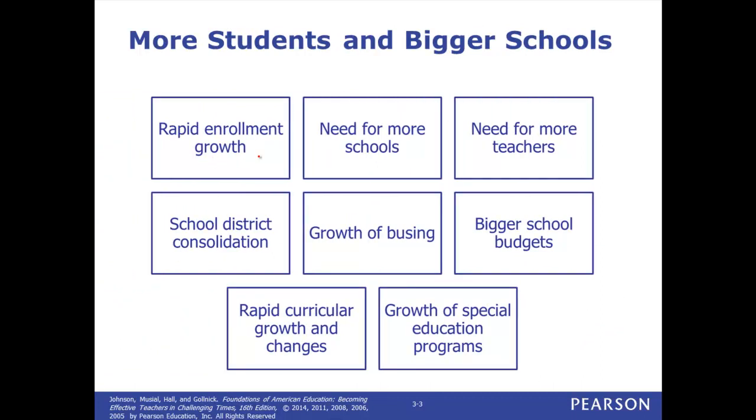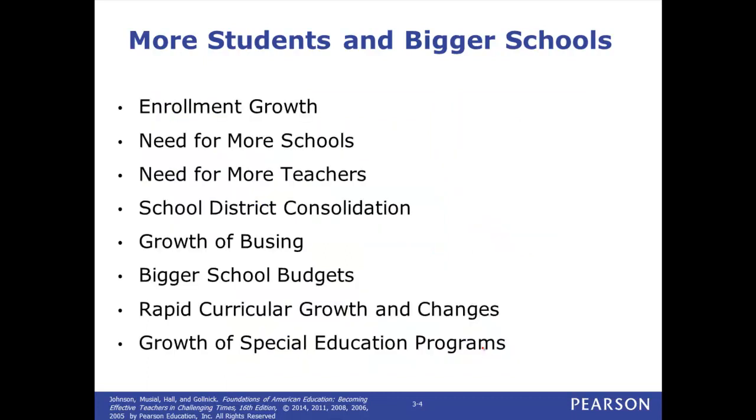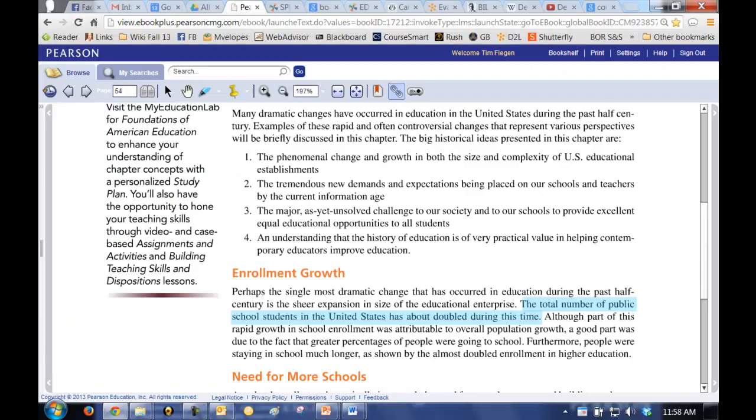So more students, rapid growth, more need for schools, need for teachers, school district consolidation, busing, bigger school budgets, curricular growth, education programs. And so I have those here, and this will be your number 1, each of these. You're going to do 1, 2, 3, 4, 5, 6, 7, 8 of them. And you're going to have a one-line tag for each of those from the textbook. And you bring that over here, and again, make those red for me so I can find them.